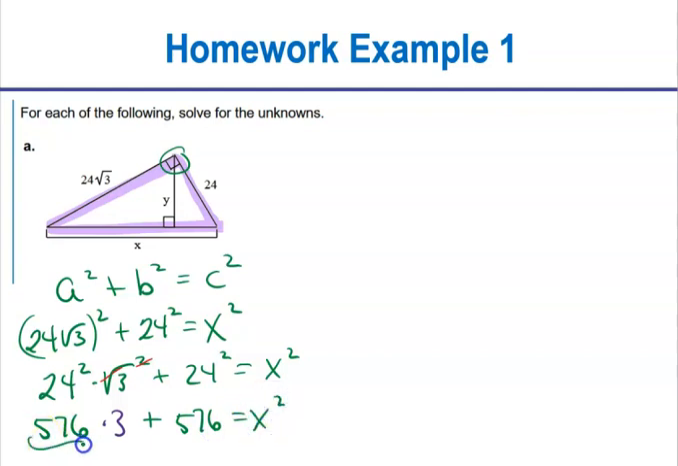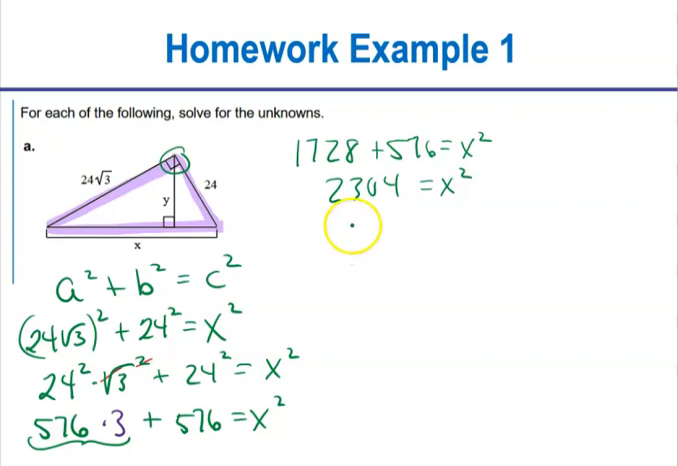Now we multiply first. Remember, order of operations, you multiply before you add. So 576 times 3 is 1,728 plus 576 is equal to x squared. And that gives me a total of 2,304 is equal to x squared. And then finally, I'm going to take the square root of that, and I get 48. So we found out that x is equal to 48. Okay, now let's see what we can do with y.